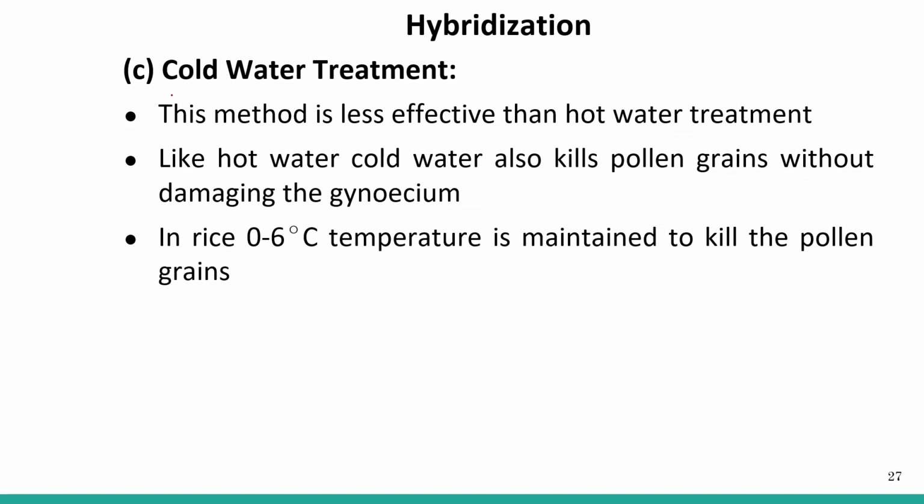Cold water treatment, now the third type of emasculation. This method is less effective than the hot water treatment. Like hot water, cold water also kills the pollen grains without damaging the gynecium. Gynecium withstands this cold water treatment, but at this particular temperature the pollen grains are killed. In rice, 0 to 6 degrees centigrade temperature is maintained to kill the pollen grain. So this method can be adapted for rice.